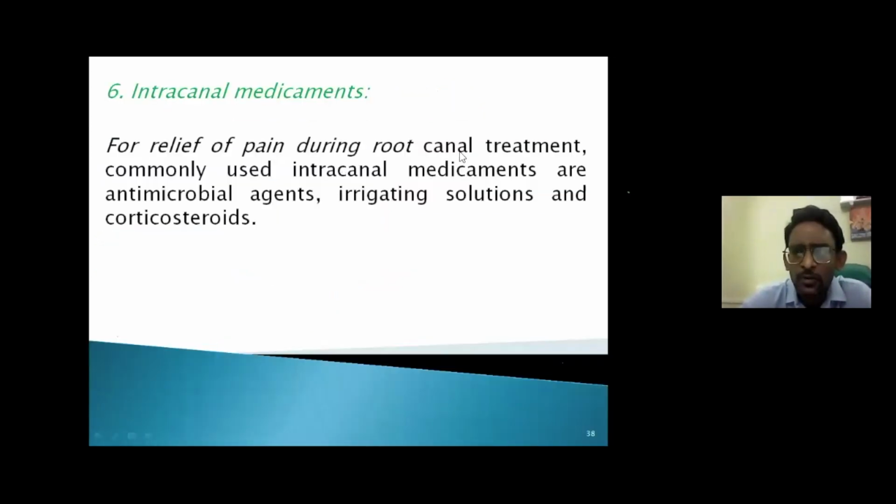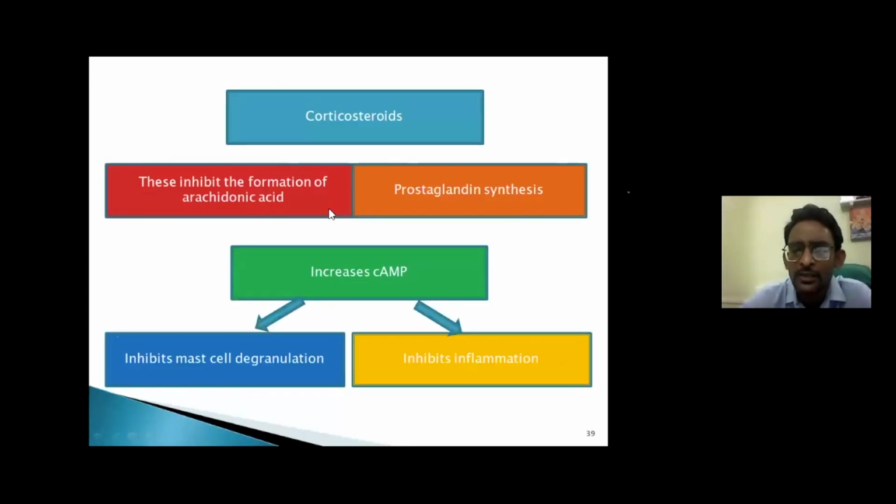For relief of pain during root canal treatment, commonly used intracanal medicaments are antimicrobial agents, irrigating solutions, and corticosteroids. The corticosteroids we use intracanal inhibit the formation of arachidonic acid, and therefore lead to inhibition of prostaglandin synthesis. Now we should keep in mind that the production of prostaglandin produces pain in our body. So inhibition of prostaglandin is very much essential if we do not want any pain.